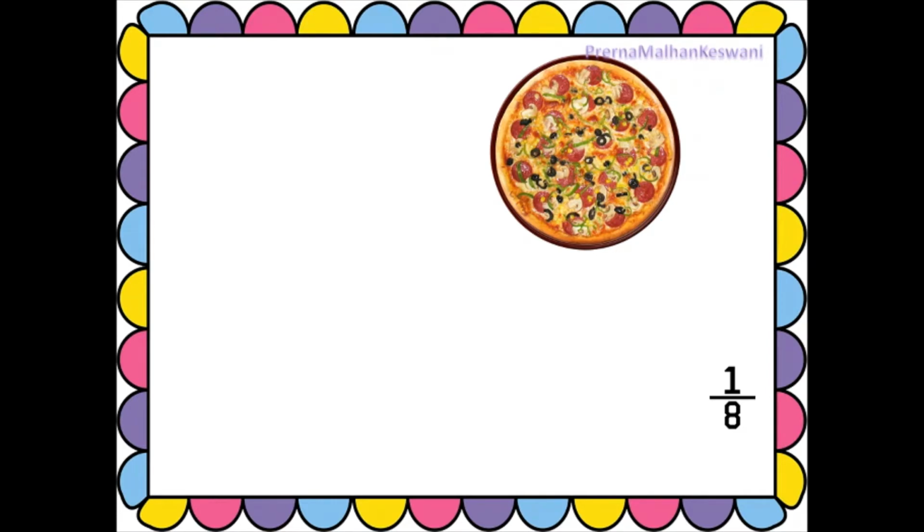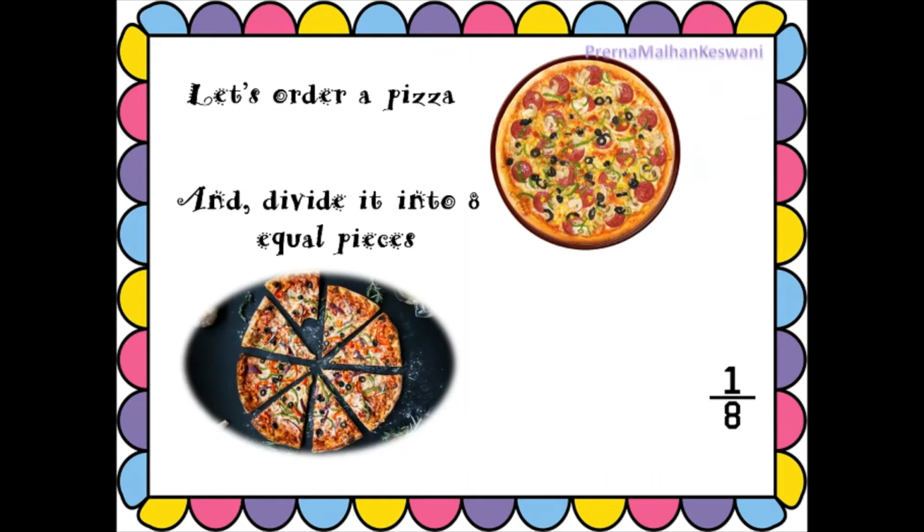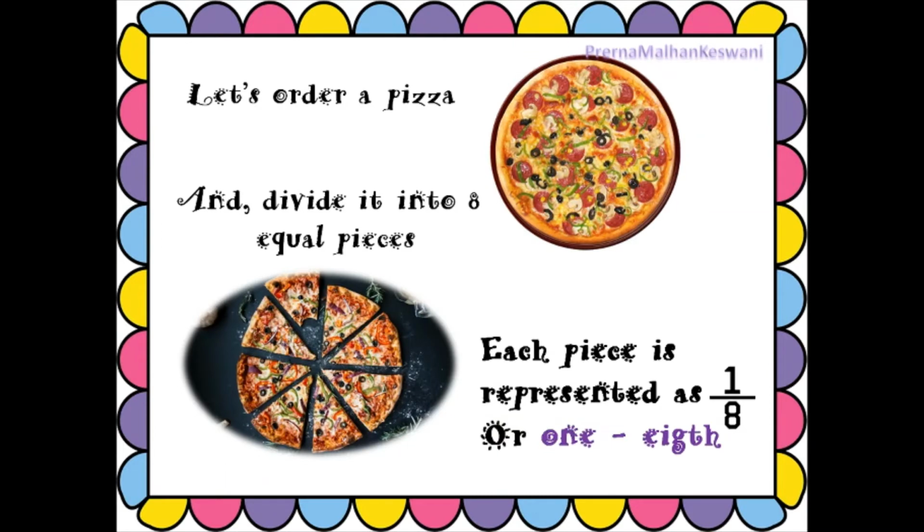Let's have a party, children, and we will order a pizza. Yes, a pizza. Now, we will divide into 8 equal pieces. Why? Because we all are 8 friends. Total, we are 8 children. So, we are going to divide the pizza into 8 equal pieces. When we divide the pizza into 8 equal pieces, each piece is represented as 1 by 8 or 1/8.